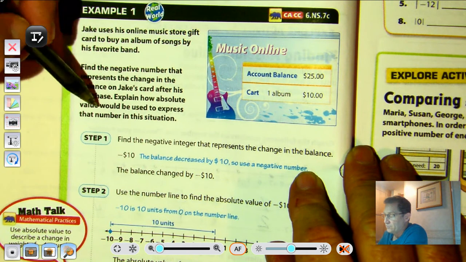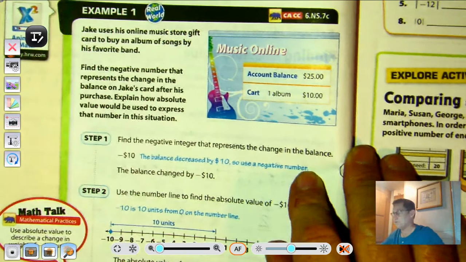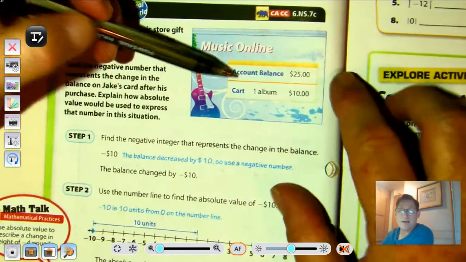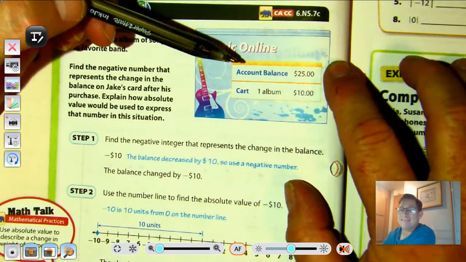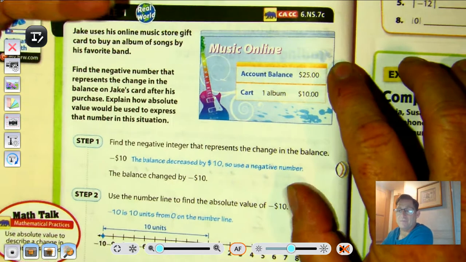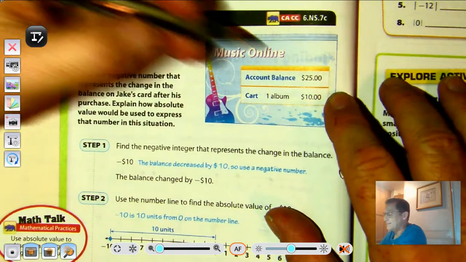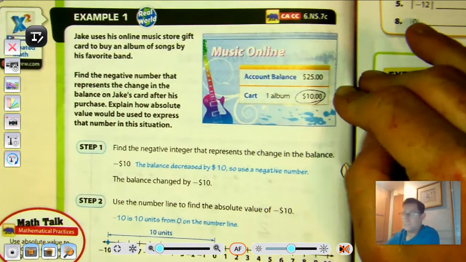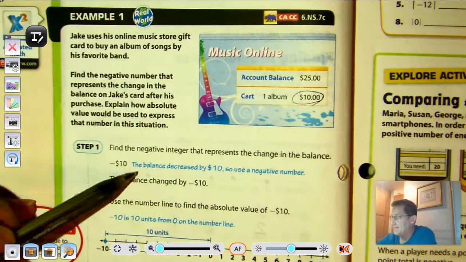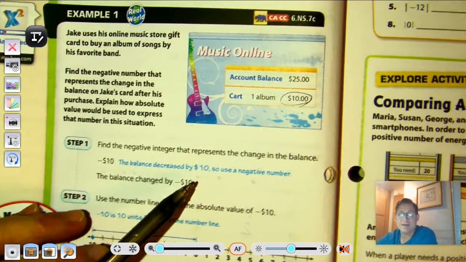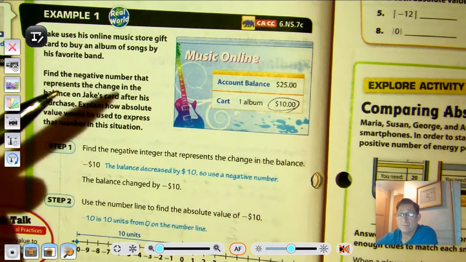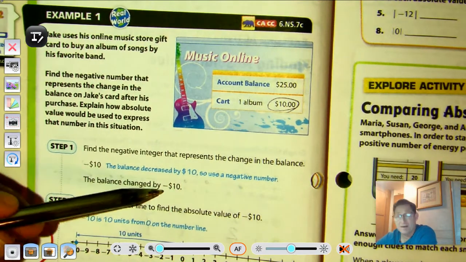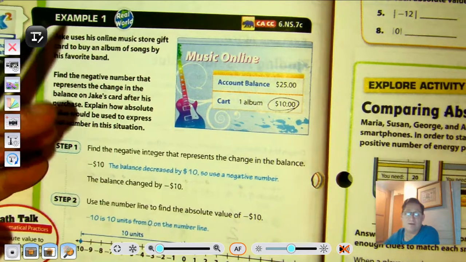Explain how absolute value would be used to express that number in this situation. So his account balance is $25. That's not a negative number. But he bought the album for $10. That would be represented by a negative number. Okay. And so the negative 10, the balance decreased by 10. So we'd use a negative number. And the balance changed by minus $10.